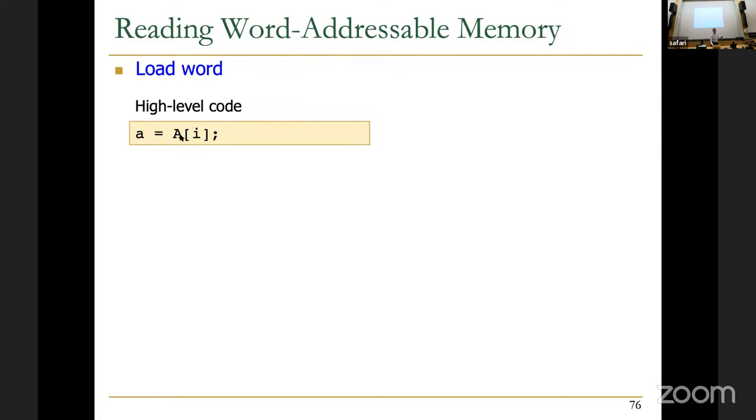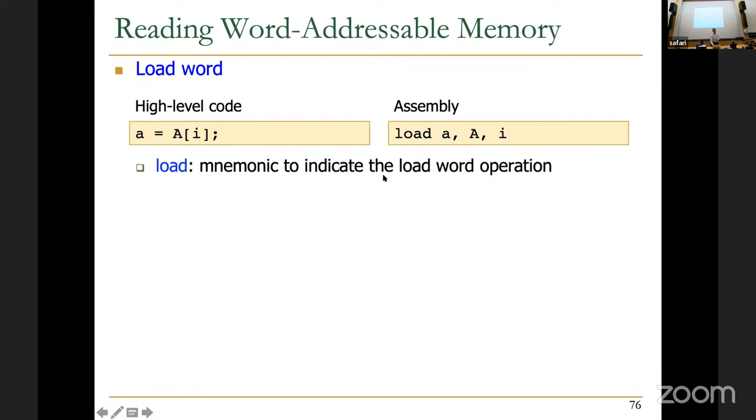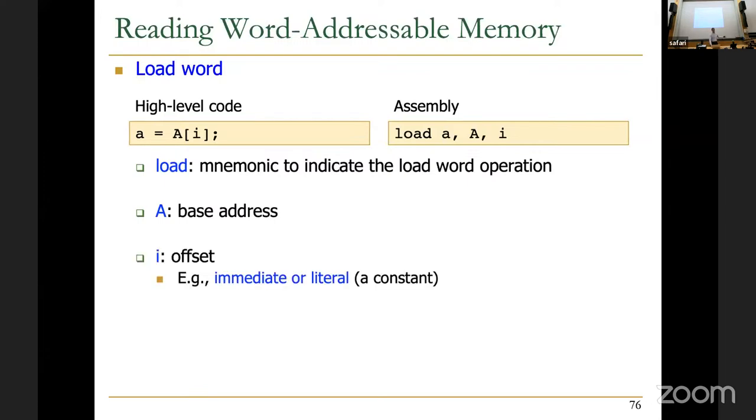This is the base. Let's assume that there's a base address. The index is I. So assembly can be like this at a high level. Load is a mnemonic to indicate the load word operation. We're going to load a word from this memory location. A is the base address of the array where the array starts. I is the offset where the element that I want from this array is located. It's also called an immediate or literal or a constant. You'll see all of these in different architectures.